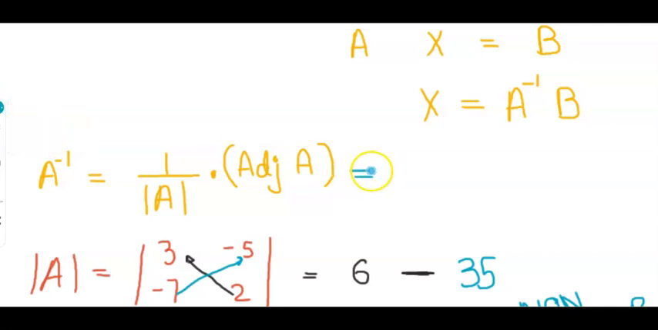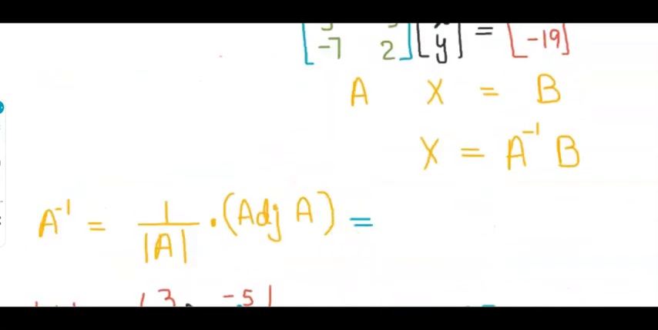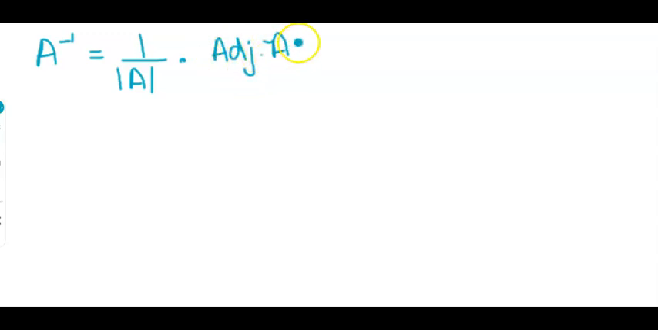So to find the inverse, A inverse is 1 over the determinant of A times the adjoint of A. Okay. Now, what was the value of the determinant? We calculated it was minus 29.